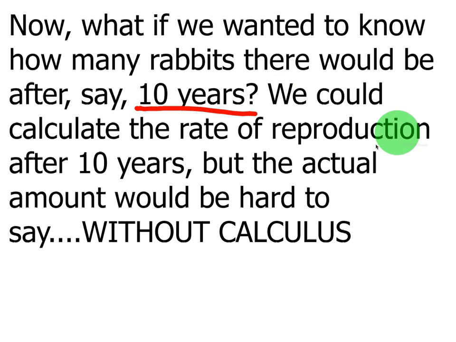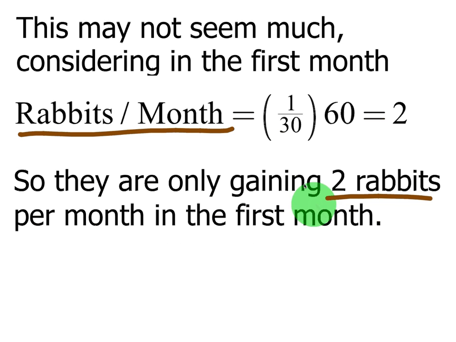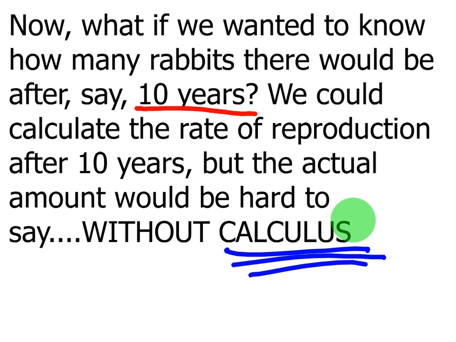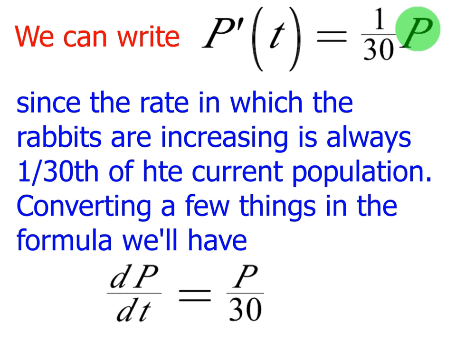We could calculate the rate of reproduction after 10 years. In other words, we could just keep multiplying our amount by 1/30th, adding it, and then taking 1/30th of that, but we're going to get decimals. It's going to be very difficult to compute by hand. The best way to do it is to use calculus. We've already looked at separable differential equations in this class. Now we're going to use them to figure out how many rabbits we'll actually have after 10 years.